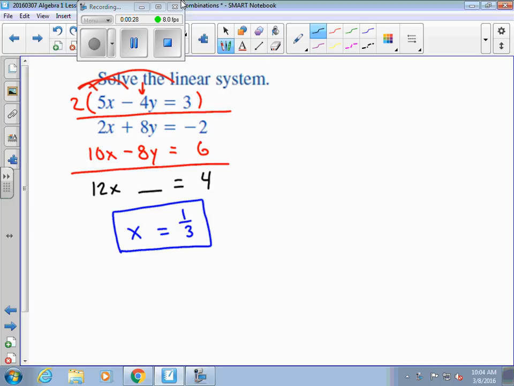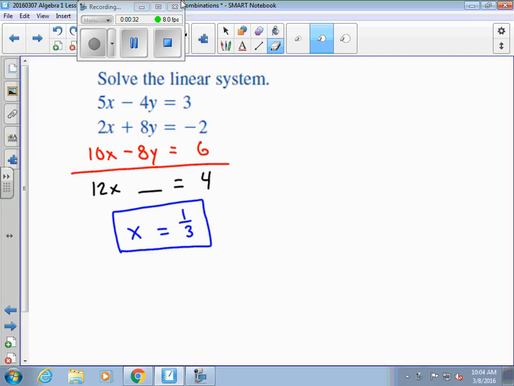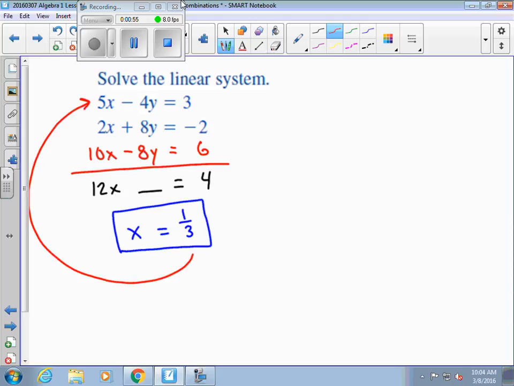Remember, you have to plug in 1/3 in place of x in one of the equations. It doesn't matter which one you plug it into. Now, since you're dealing with a fraction, 1/3, you're going to want to try to plug it into something that you can take a third of. In this case, we have 5x, 2x, and 10x. None of them we're going to be able to take a third of, so it's not going to make a difference. So plug it in to one of the equations.